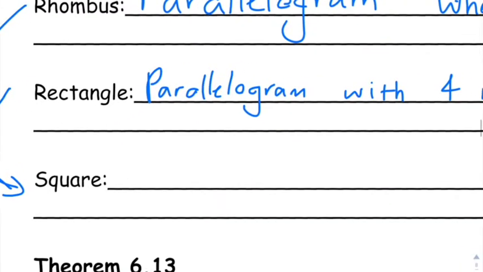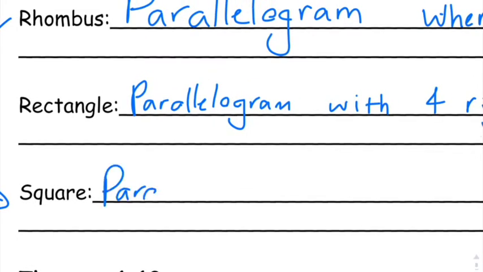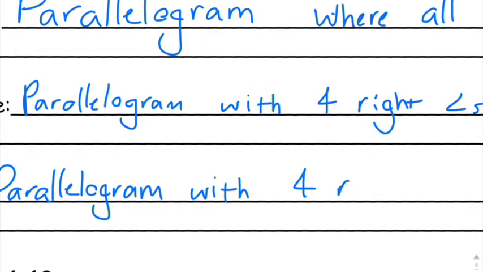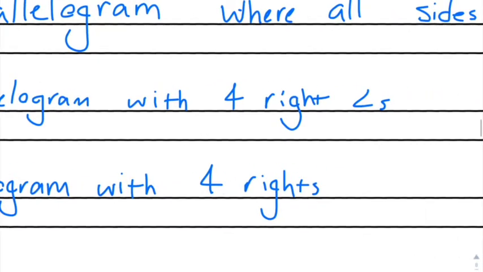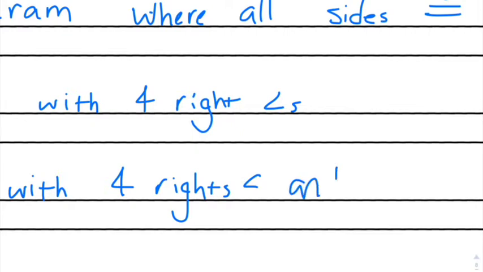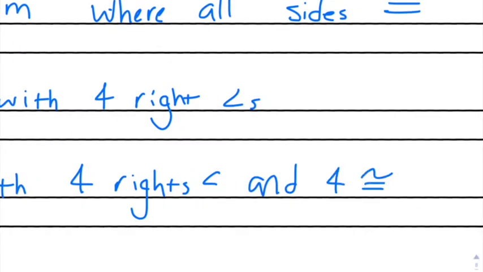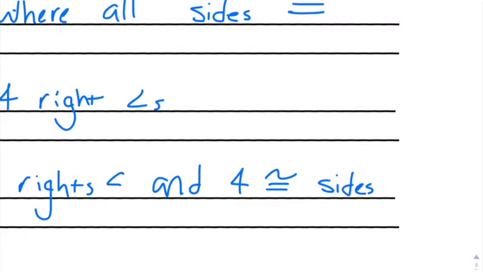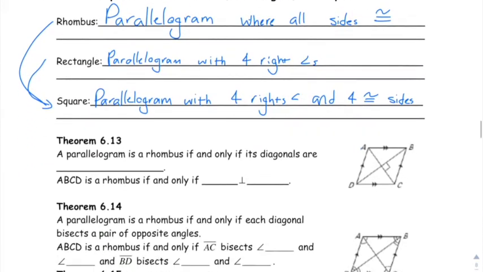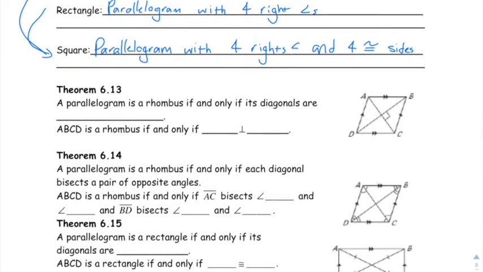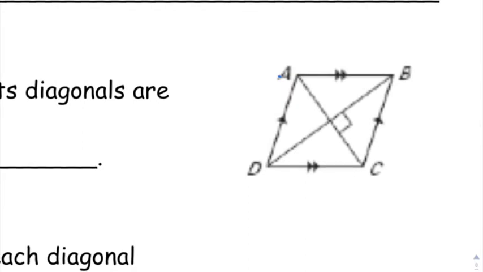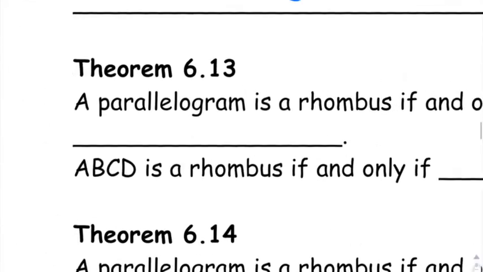You're going to have right angles and all sides congruent. So four right angles and congruent sides. And then there you go. Alright, so there's a couple additional things that we'll talk about with these rhombuses here. So if you have a rhombus, the diagonals are going to wind up being perpendicular.